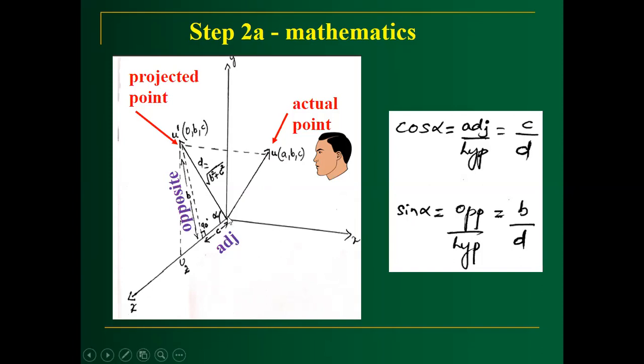So cos alpha is adjacent by hypotenuse. Adjacent is C, and this is your hypotenuse. If this is B and this is C, according to Pythagoras theorem, the hypotenuse is the square root of b square plus c square. Let me call that square root of b square plus c square simply D. So cos alpha is adjacent C by D. Similarly, sin alpha is opposite by hypotenuse. Opposite is B, hypotenuse is D, that is root of b square plus c square.